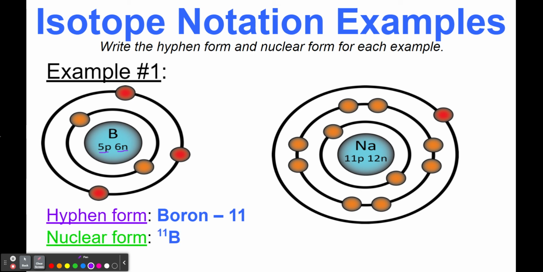If I do that in the nuclear form, just write the symbol and at the top left the mass number. And again, if you wanted to, you could put 5 down there, but you don't have to because all borons have 5 protons, right? Okay. So I will let you try the next example and practice a little bit below.